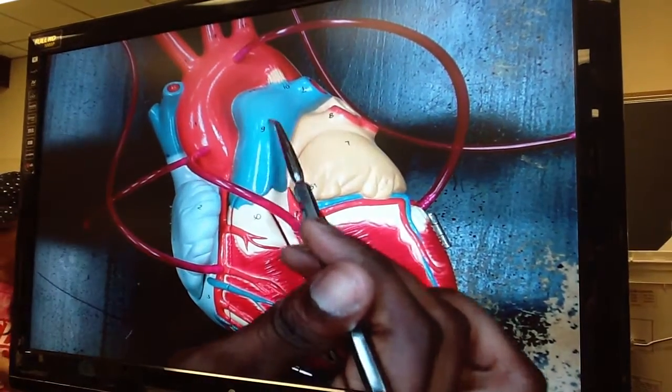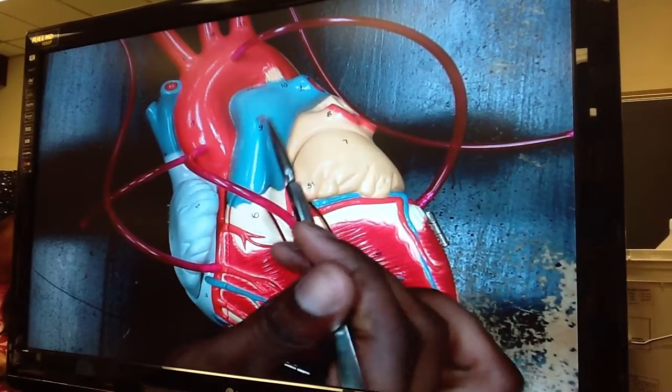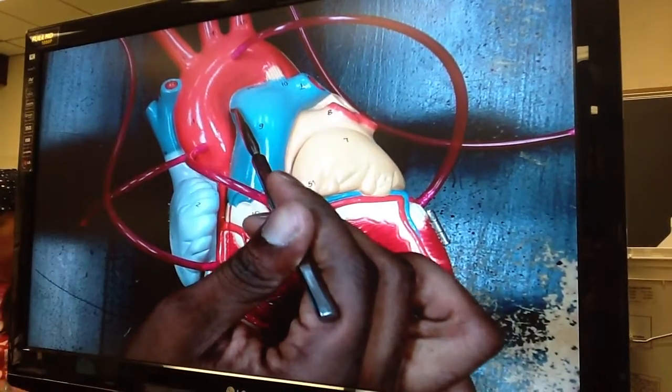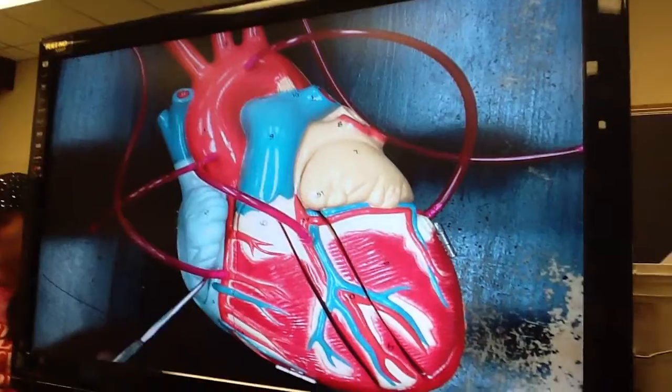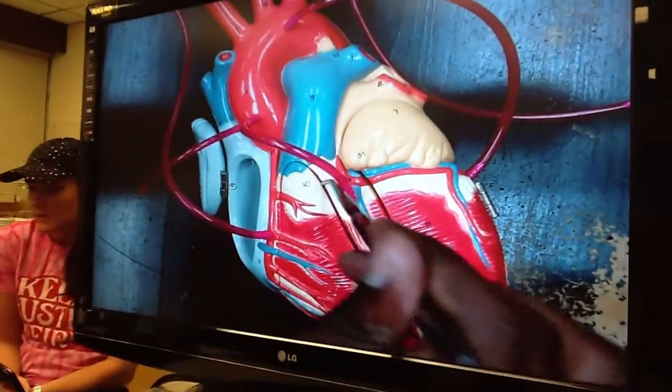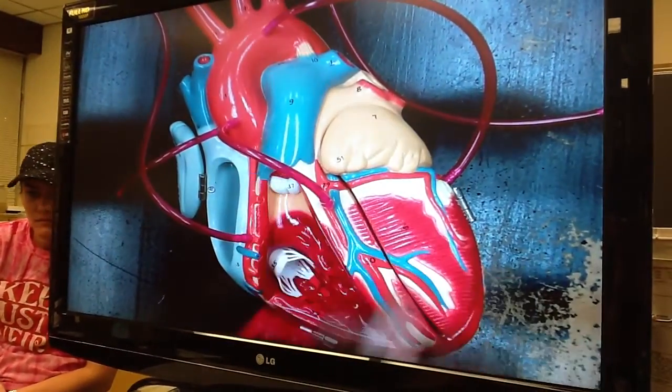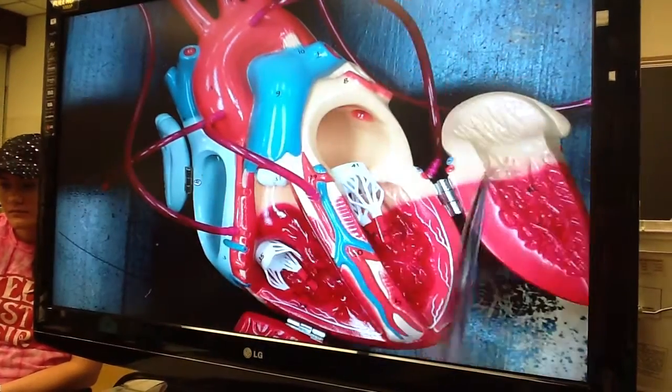So this blue structure, Mr. Gilmore, is the pulmonary trunk. It has to split into left and right. Well, Mr. Gilmore, we're going to get to that too? Yes, we are. But one thing I need to do now is open this up.